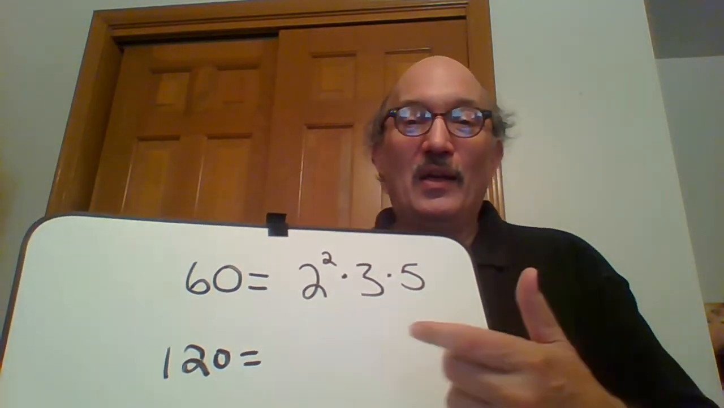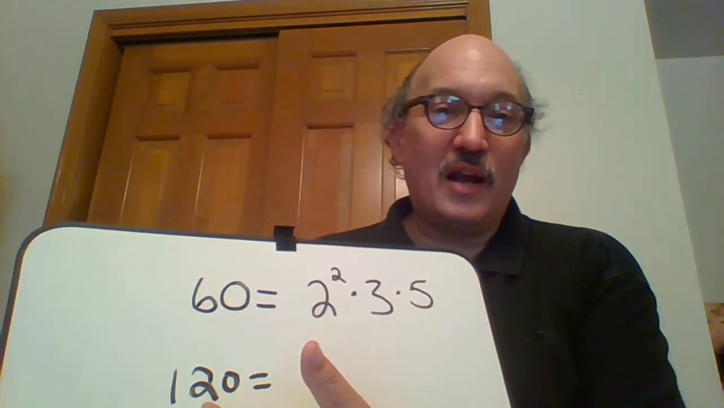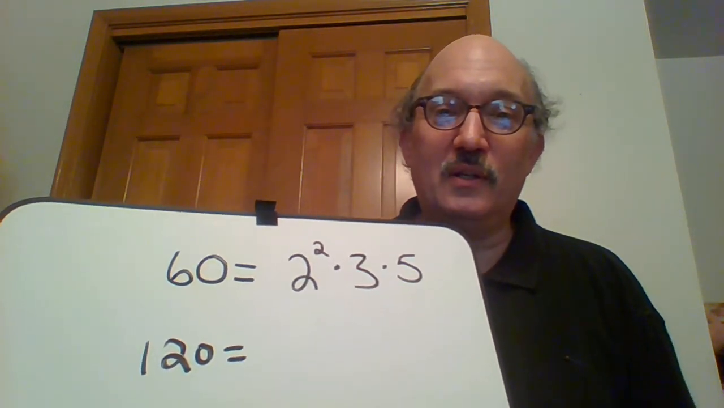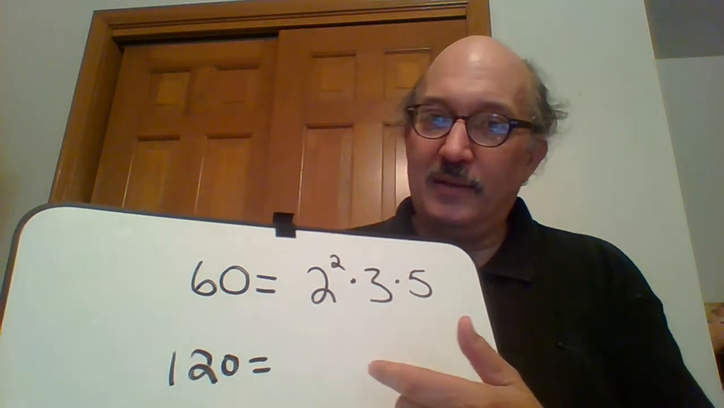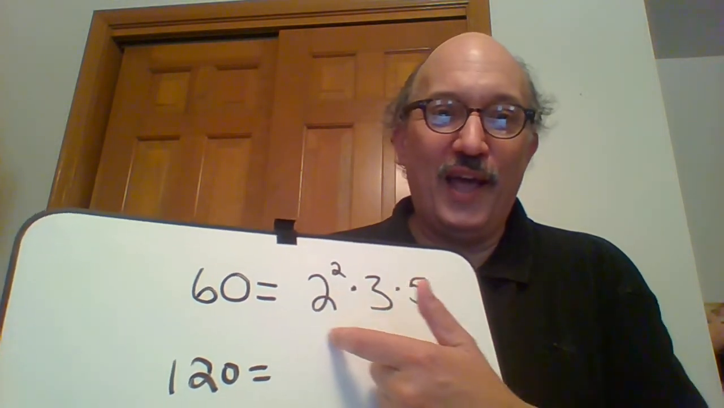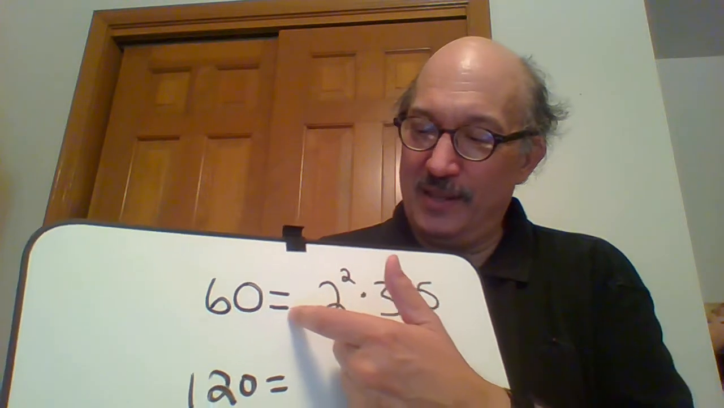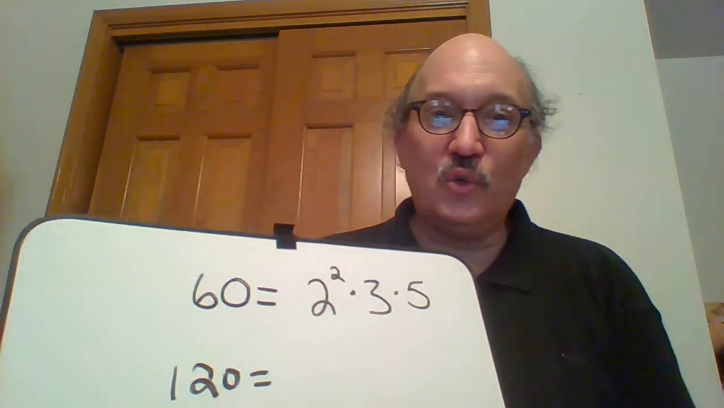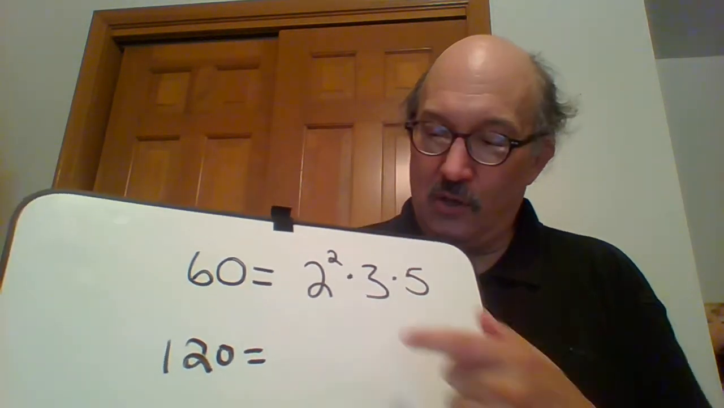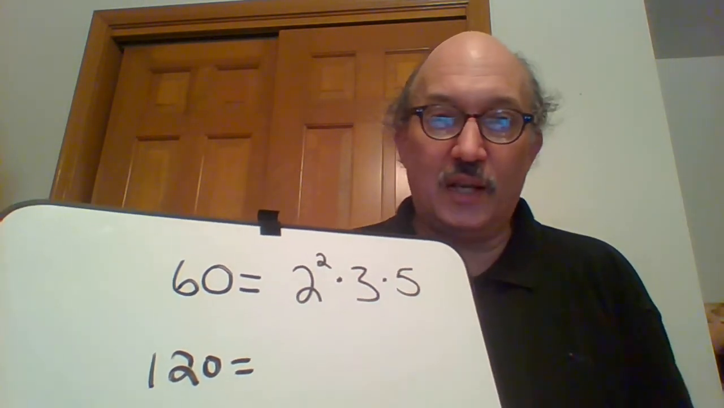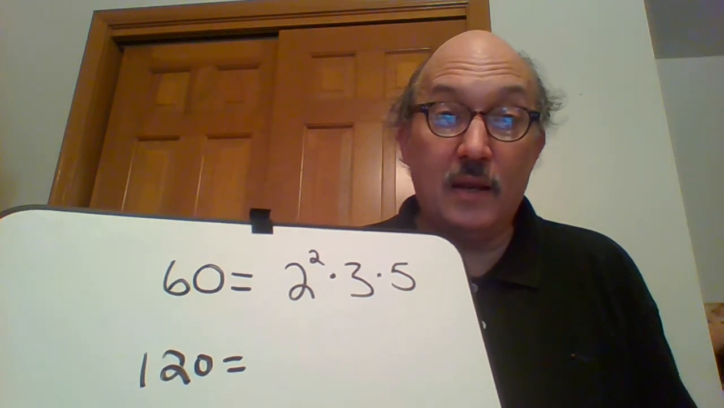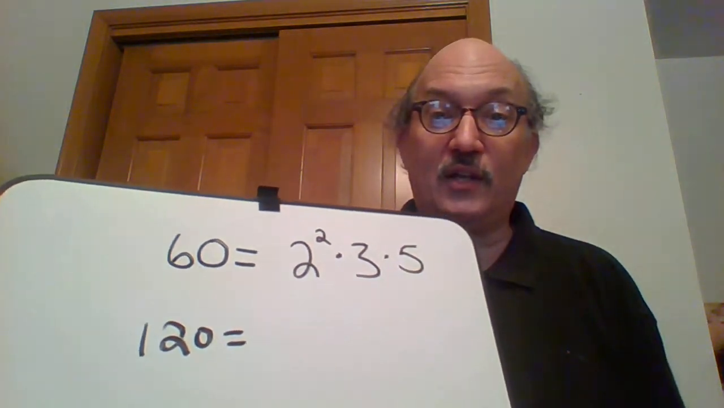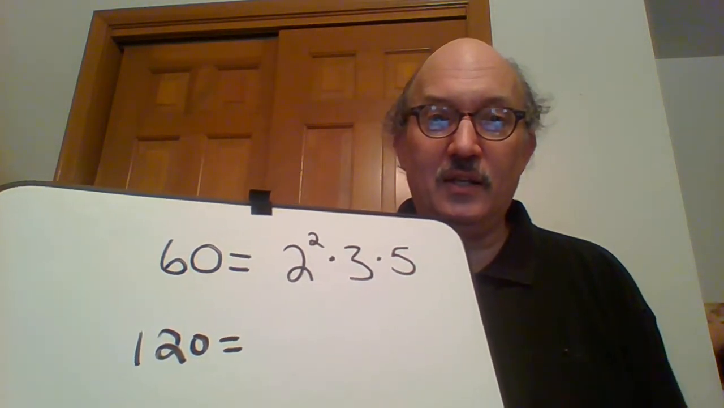You could, if you wanted to, start a factor tree for the 120 to come up with its prime factorization. But here's a wheel that we already have, all right? We know that this is the prime factorization of 60. 120, of course, is 2 times 60. So can you figure out what the prime factorization of 120 is just based on that?